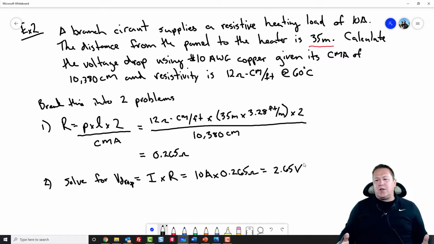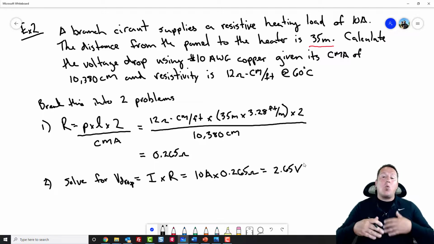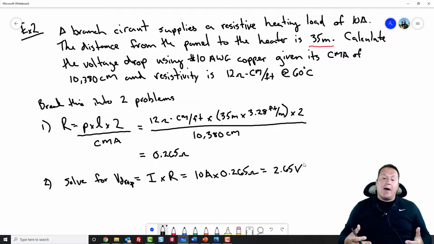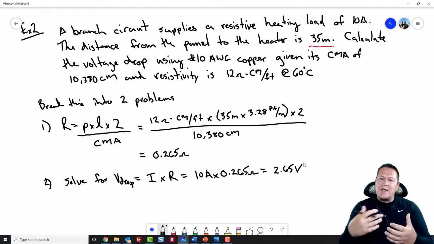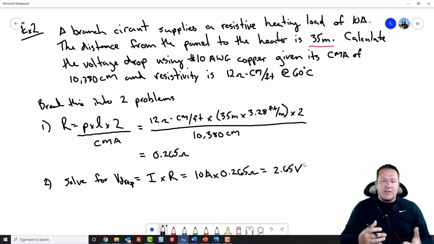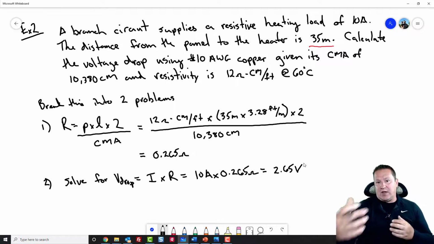So you can see, at the end of the day, are you ever going to do this in the field? Probably not. But I think it's important that you understand where some of the things in the code book are stemming from, a little more insight into the properties of metals, resistivity, and how we can account for things like voltage drop, how far we can run a conductor of a given size, of a given resistance, of a given load.